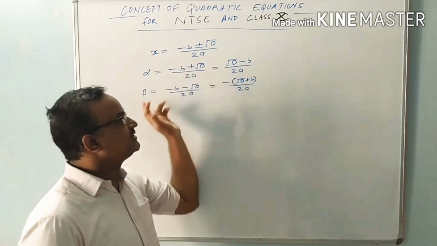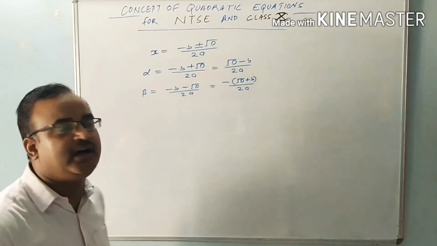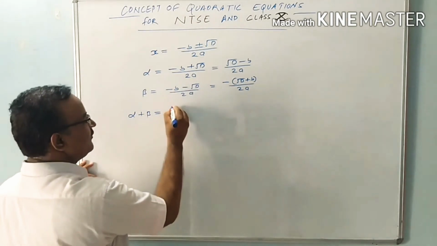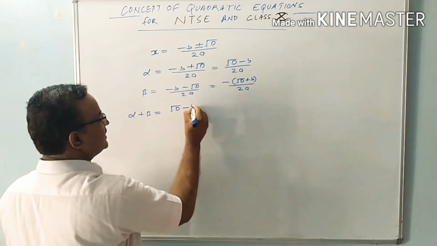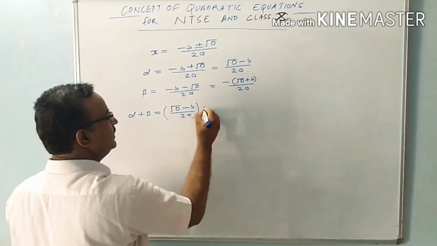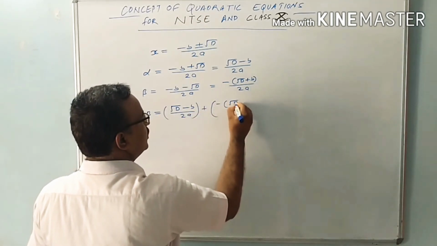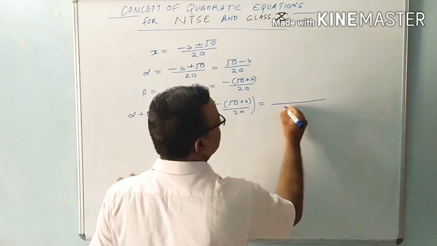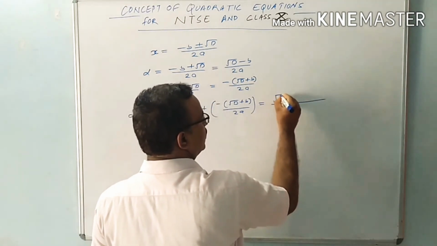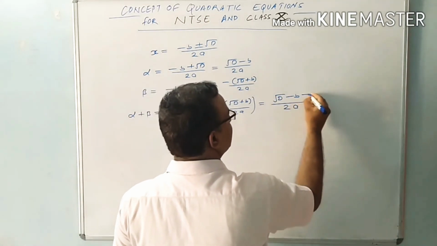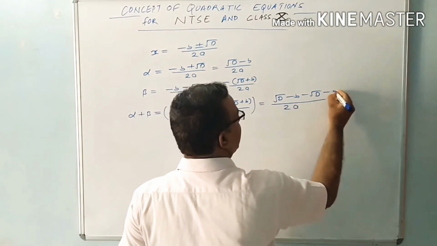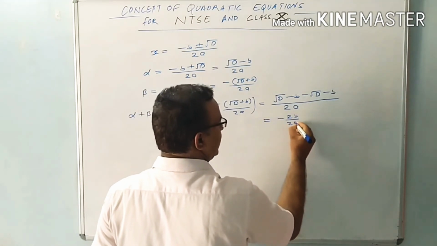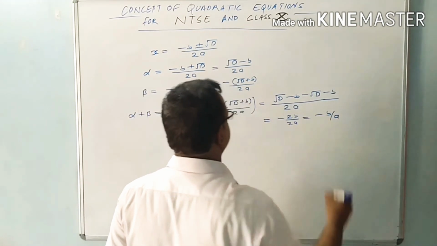This is the value of alpha and this is the value of beta. So first of all, we will find the sum of roots. Alpha plus beta is equal to (root d minus b) by 2a plus (root d plus b) by 2a, hmm, more precisely the two roots are (minus b plus root d) by 2a and (minus b minus root d) by 2a, and when we take the LCM, it is 2a. Root d minus b minus root d minus b. So root d cancels. So it is minus 2b by 2a. That's why it is minus b by a.